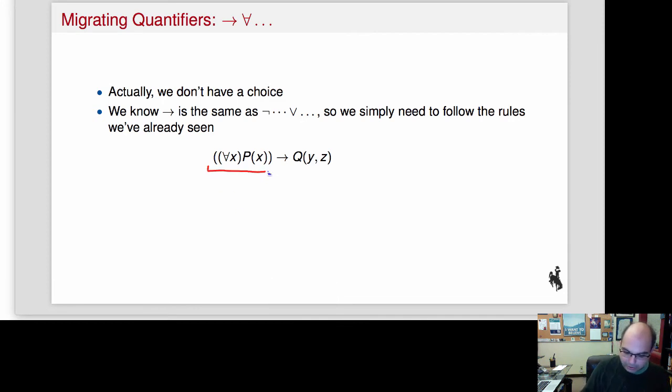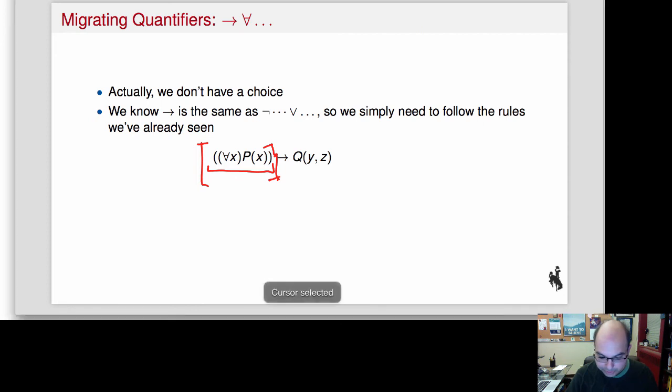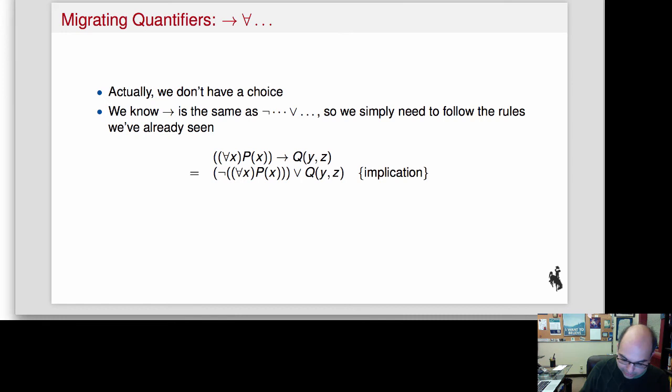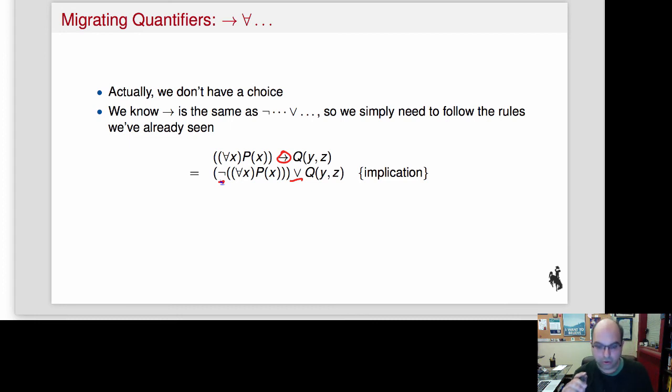Here we have for all x, p of x implies something, right? So be very clear that the for all is inside the left-hand side of the implication. Okay. Now let's see what we've seen already. What we have is that this is the same thing as saying not for all x p of x or q of x, right? That's just following our rules. So the implication here has been turned into a not or.